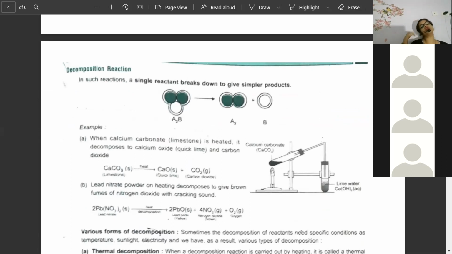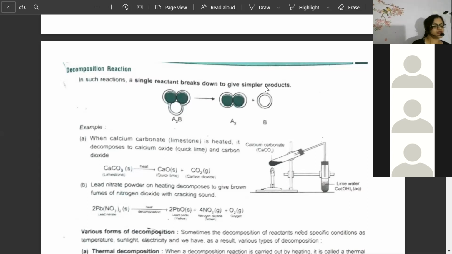Now look here, beta. What is called a decomposition reaction? A decomposition reaction is that reaction in which a single reactant breaks down to give simpler products. Like, I will give you one stone and tell you to do a reaction on this stone. You will add some chemicals, and the stone will break into two or three pieces, and some reaction will be going on. That is exactly called a decomposition reaction.